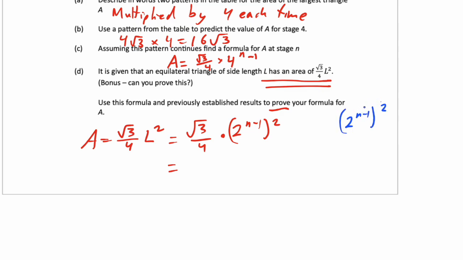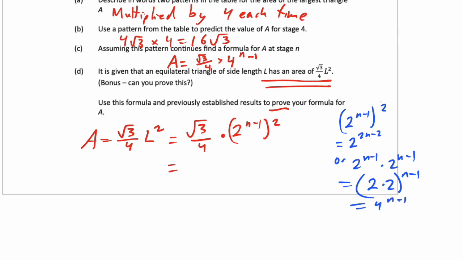We can use our rule to multiply and get 2 to the power of 2n minus 2. Or, if you multiply 2 to the n minus 1 times 2 to the n minus 1, that's the same as 2 times 2 to the power of n minus 1, which is 4 to the power of n minus 1. And that is a bit more useful because it looks more like a rule. Okay? So I'm going to use that version. So we have root 3 over 4 times 4 to the power of n minus 1. Okay? We have finished proving it. You could have also done it by using this method, but it'll just take a couple more steps.